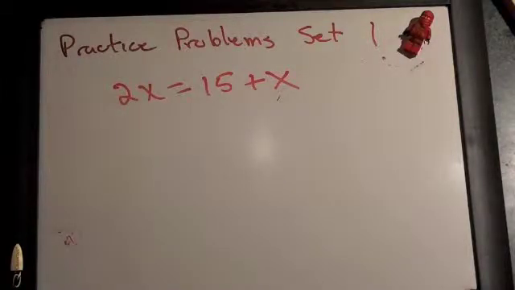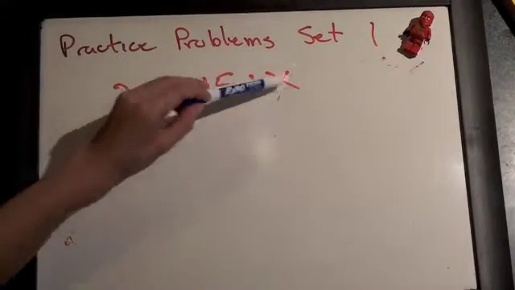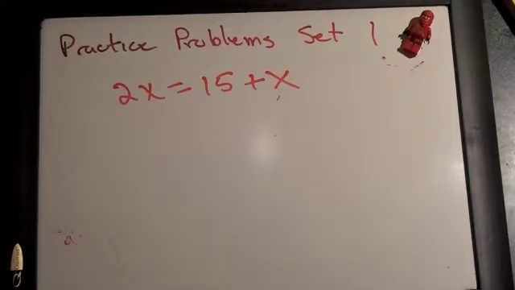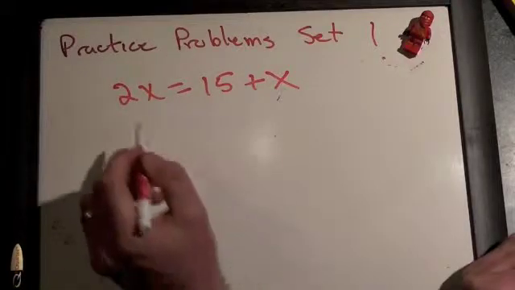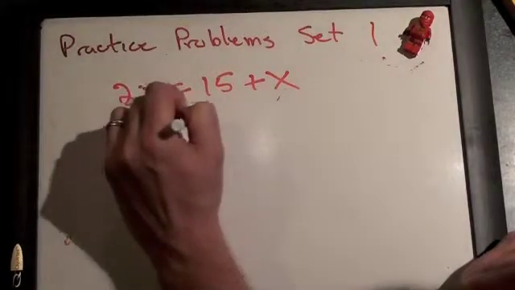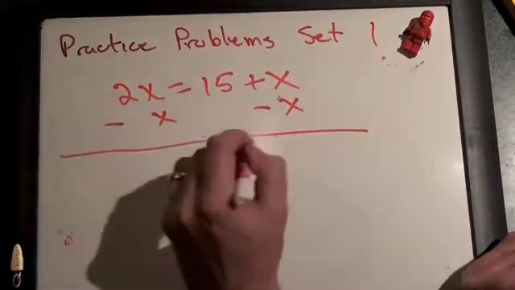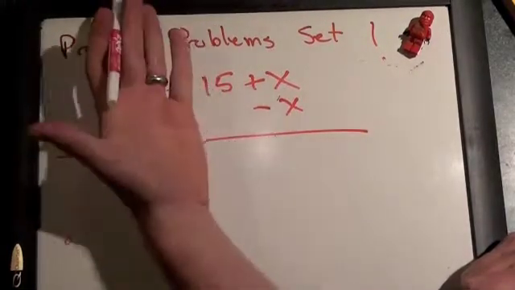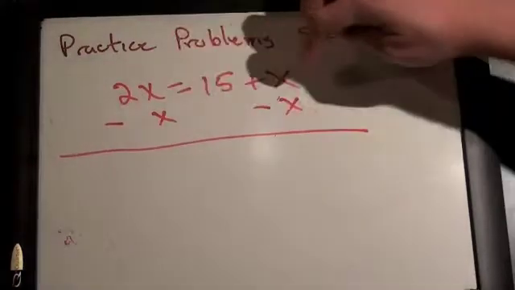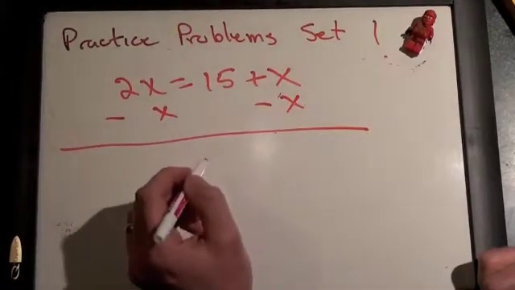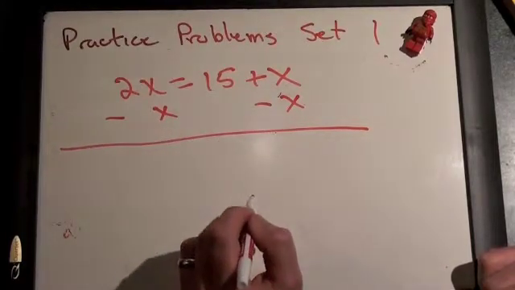Which X do you want to move to the other side? You could move this X to the other side. And how do you move that X? You subtract an X from both sides. Minus X, minus X. So what's X minus X? 0. So this side just becomes 15 plus X minus X, which equals 15.